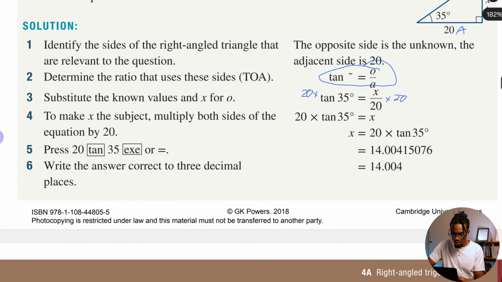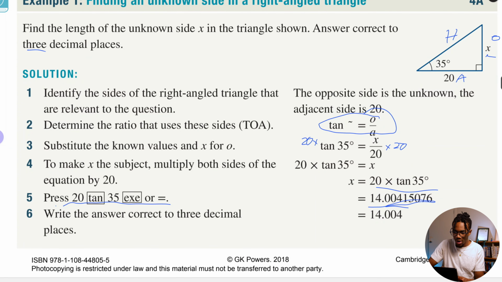Continue on. We put this in the calculator, and then we get this answer. And then it says correct to 3 decimal places. So we're going to get this. And this is the process I want you to go through.